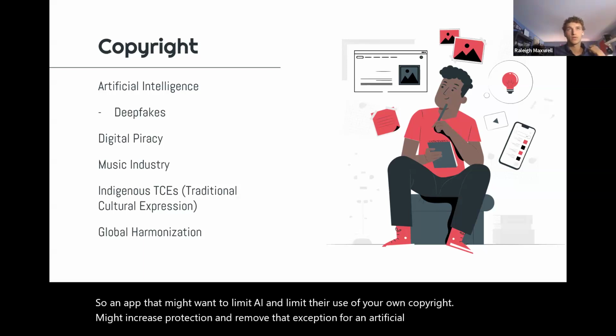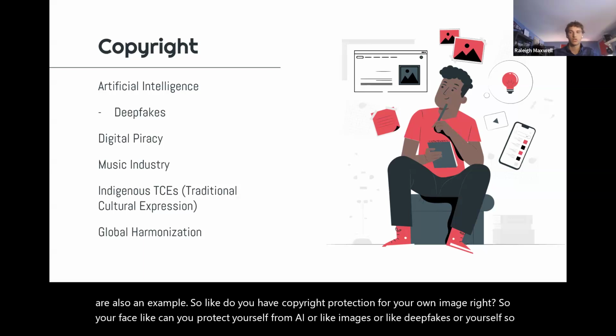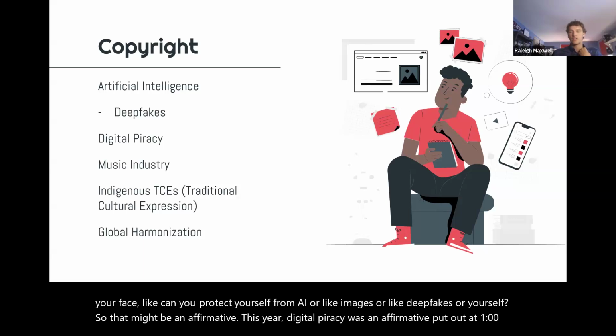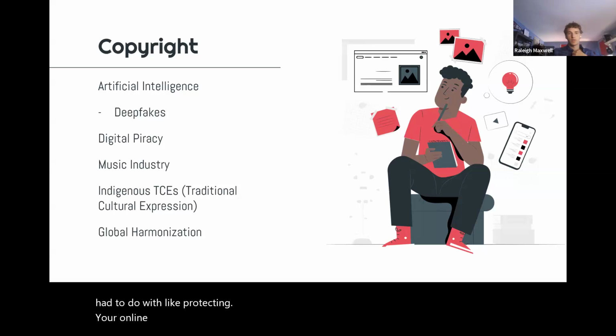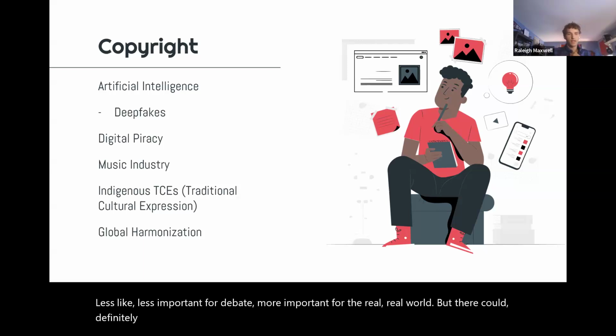Deep fakes are also an example. Do you have copyright protection for your own image, right? Your face: can you protect yourself from AI images or deep fakes of yourself? So that might be an affirmative this year. Digital piracy was an affirmative put out at one camp that had to do with protecting your online information. Music obviously is a huge element of copyright. Well, less important for debate, more important for the real world. But there could definitely be affirmatives about that.